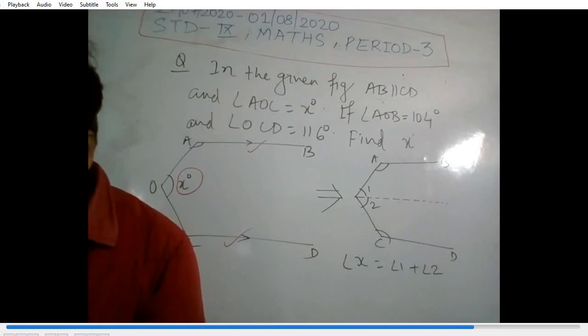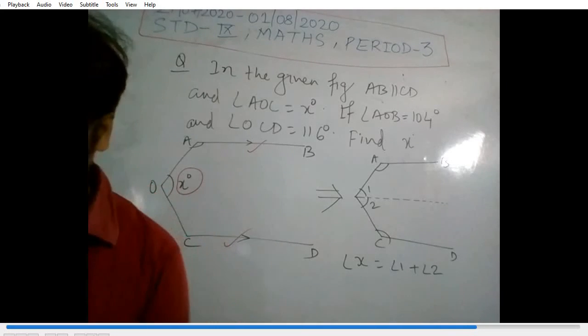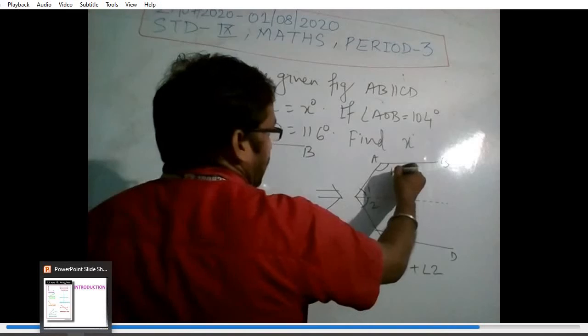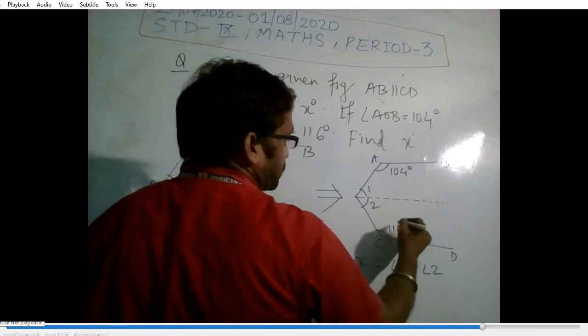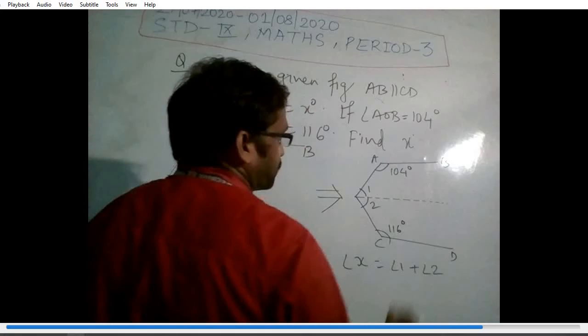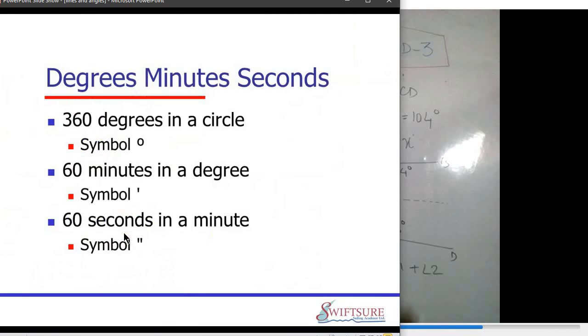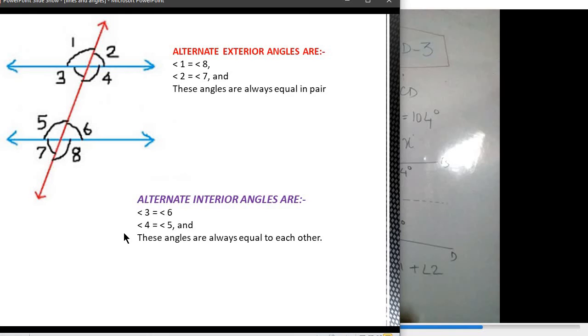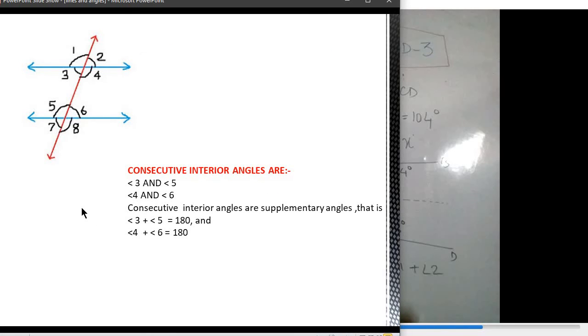Now we are going to use the properties of parallel lines. So what were those properties? What property are we going to use in this question? We are going to use our consecutive interior angles property. In that, angle 4 and angle 6 sum to 180 degree, and angle 3 plus angle 5 sums to 180 degree. This property we are going to use in this question, the consecutive interior angles property.